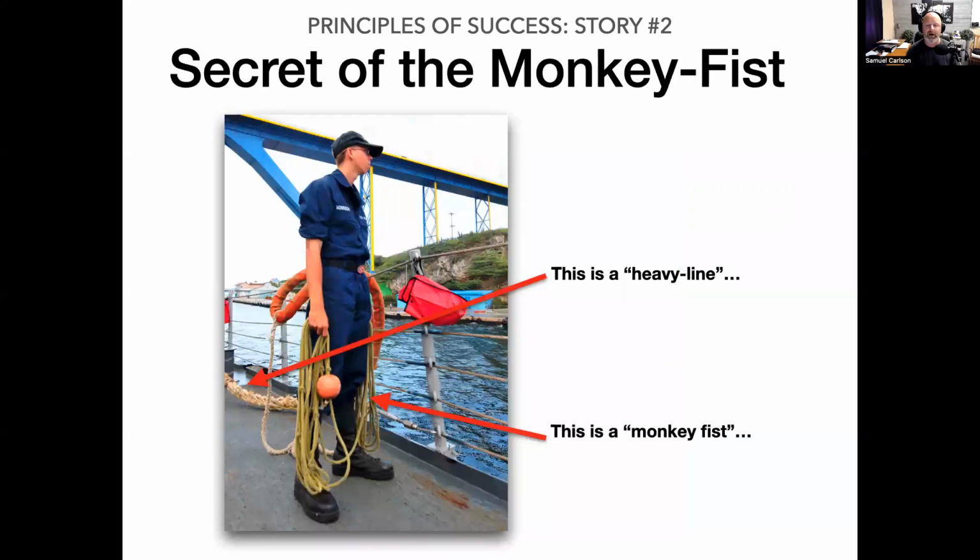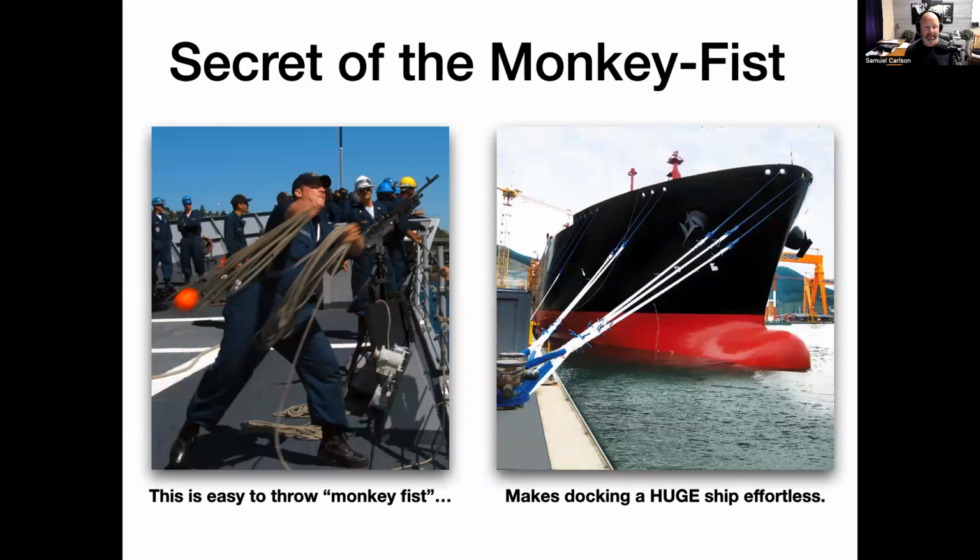Enter the secret of the monkey fist. In the man's right hand, he's holding what is known as the monkey fist. It's a small, maneuverable, throwable ball attached to a thin cord, which is attached to what's called a heavy line. All he has to do is toss the monkey fist from the ship down to somebody on the dock, and they can use this easy thing, which is easy to throw, to dock this massive, huge ship. The secret of the monkey fist.